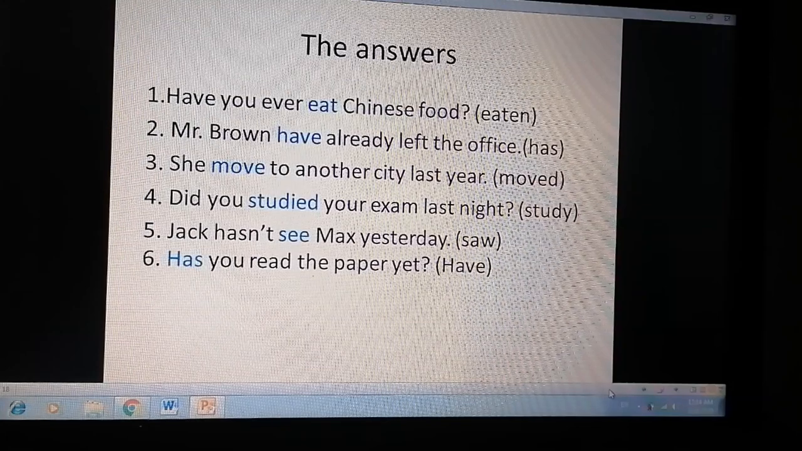Look at the answers. Have you ever eaten Chinese food? Not eat, eaten. 2. Mr. Brown have already left the office, not have, has. She moved to another city last year, not move, moved. Did you study your exam last night? Not studied, study. Jack hasn't seen Max yesterday, Jack saw Max yesterday. Has you read the paper yet? Have you read the paper yet?